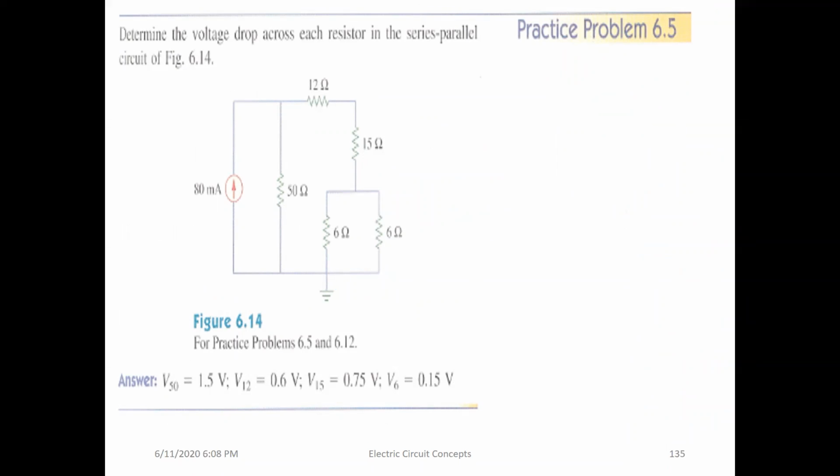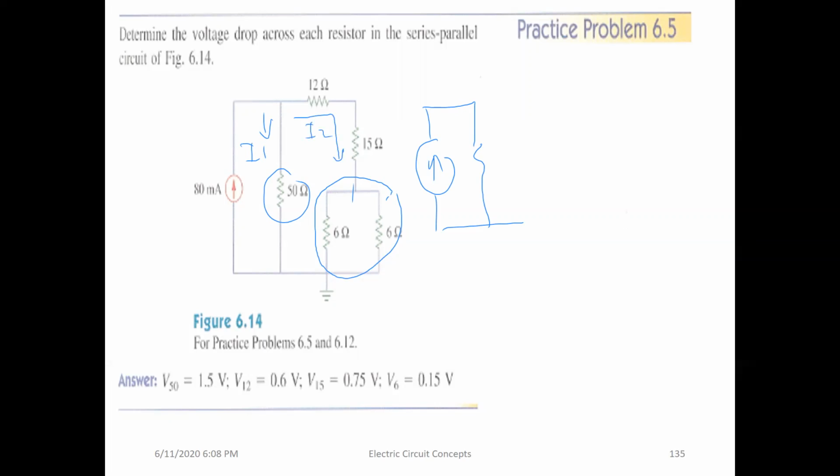Again, determine the voltage drop across each resistor in this series-parallel circuit. First we need to combine these resistors. So this one is fine. We can assume the current here is I1, the current here is I2, and we do the same thing with I3 and I4. Very similar to the previous example.